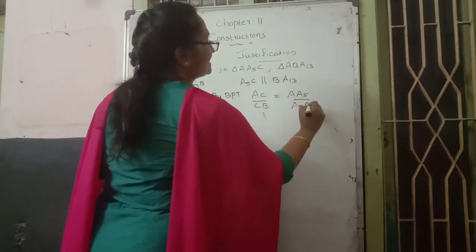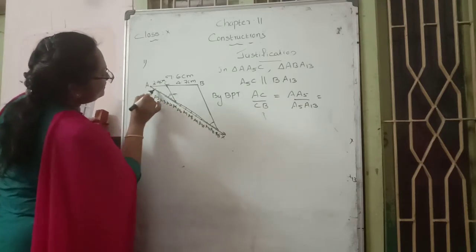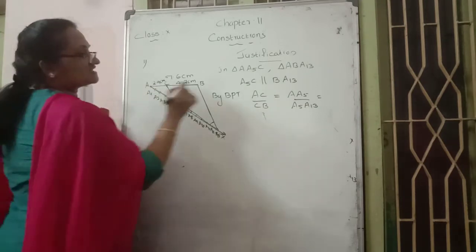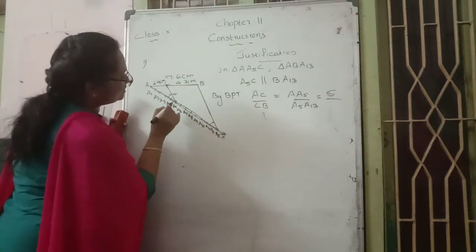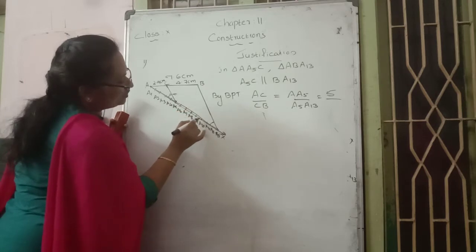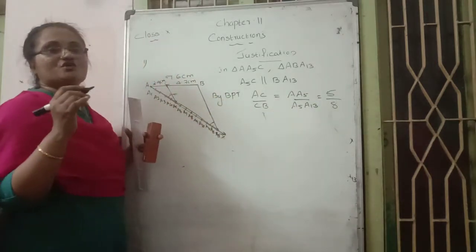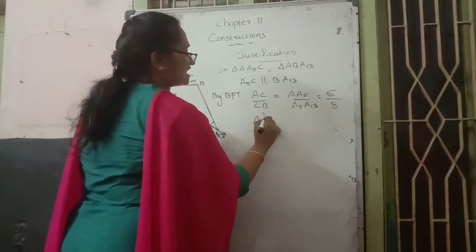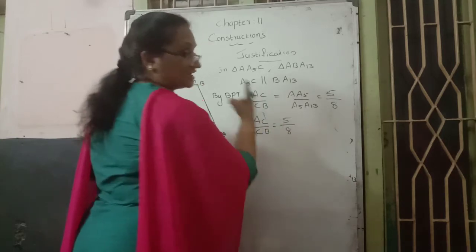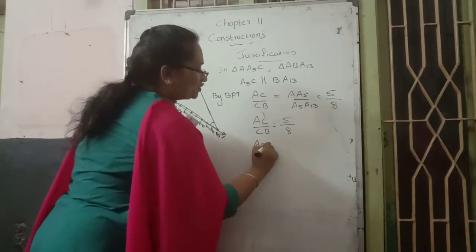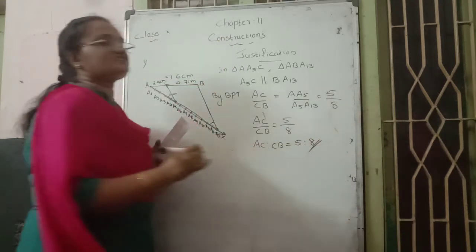AC by CB is equal to A5 to A30. What about the A to A5 distance? How much distance does it cover? 1, 2, 3, 4, 5 centimeter distance. So 5 by A5 to A30, how much distance? 1, 2, 3, 4, 5, 6, 7, 8 distance. So 5 by 8 ratio. That's why ratio-wise, AC by CB is equal to how much do we have? 5 by 8. So what can we conclude? AC by CB ratio is equal to 5:8.